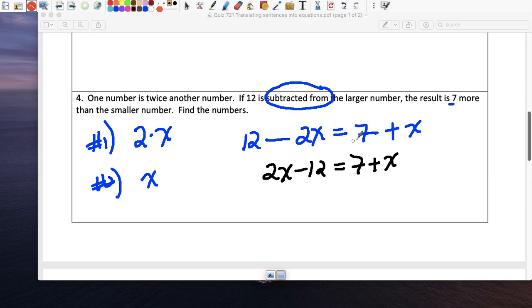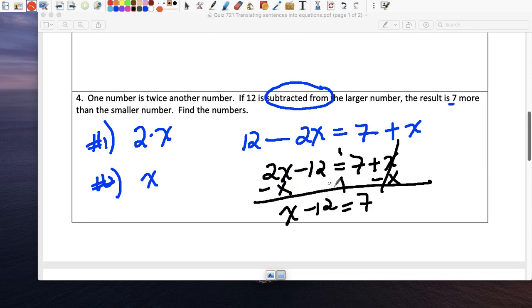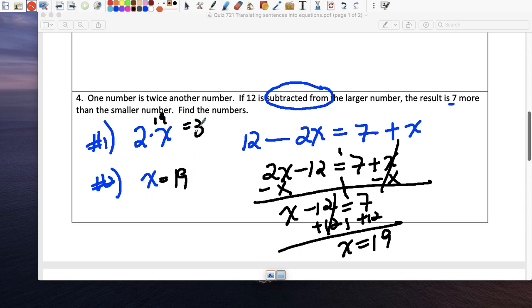We have, again, no distributive property. There's no combined like terms, but there's variables on both sides. So let's get rid of this guy here, plus x, the minus x, and that's going to give me a minus 0 here. That's going to go away. 7 comes down. Don't forget I have to subtract x on this side. 2x minus x is just x, and then minus 12. From here on, it's plus 12 on both sides. That goes away. X equals 19. So my small number is 19, and the big number is 2 times 19, which is 38.